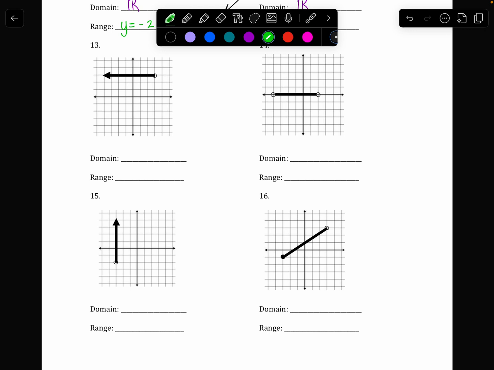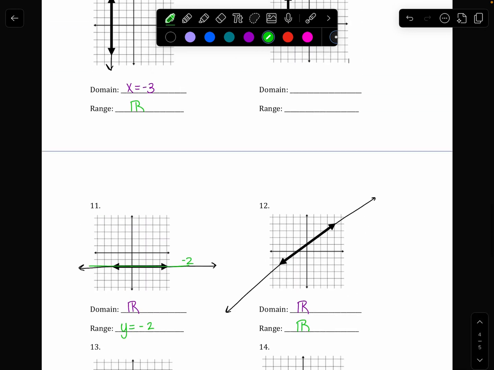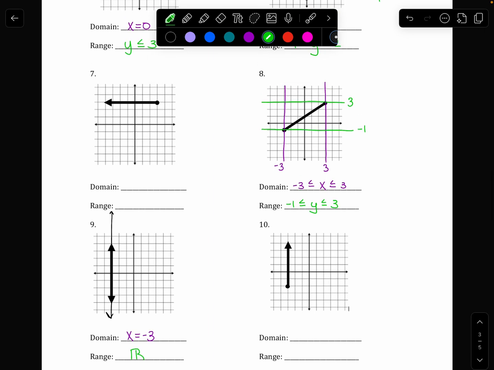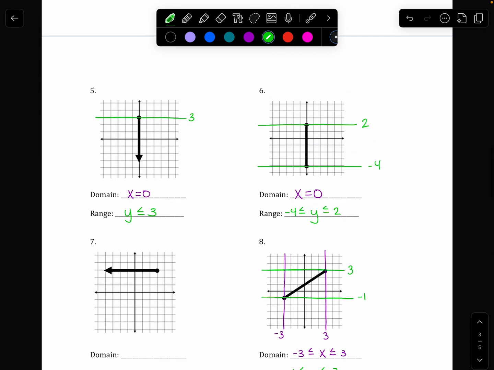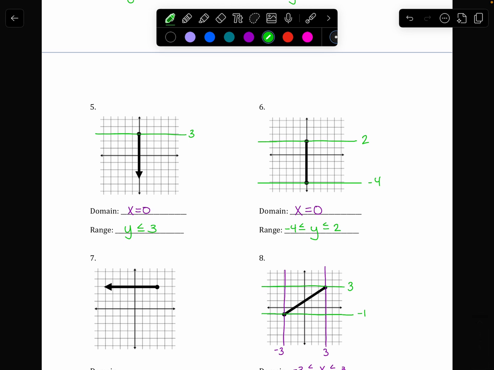All right. Now, if you look at 13, 14, 15, and 16, all of these look like questions that we've already done, but there's a slight difference to them. The slight difference is if you look at where the endpoints are on those graphs, they are no longer what you call a closed circle. They are now open circles. Everything that we've done on all of these other graphs have been closed circles.